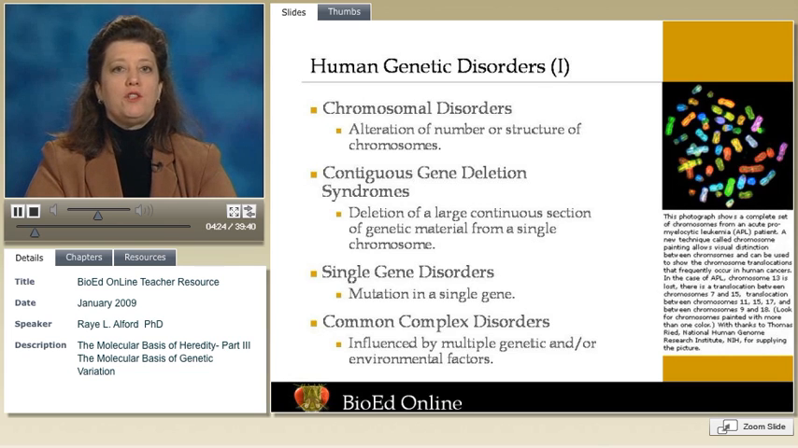Common complex disorders are disorders in which multiple genetic and/or environmental factors act together to influence the expression and severity of a disorder. Common complex disorders include high blood pressure, obesity, and diabetes.